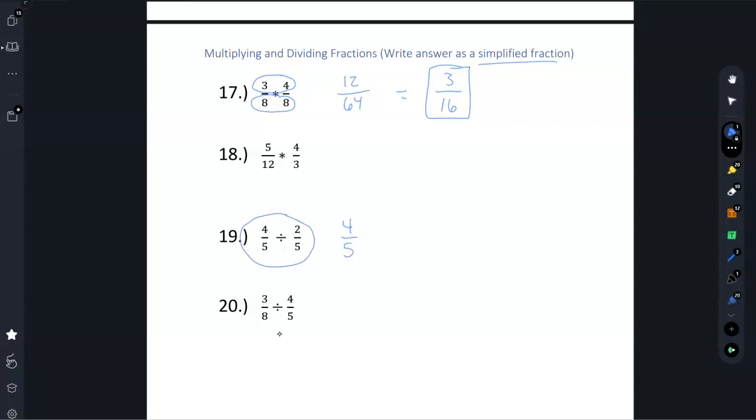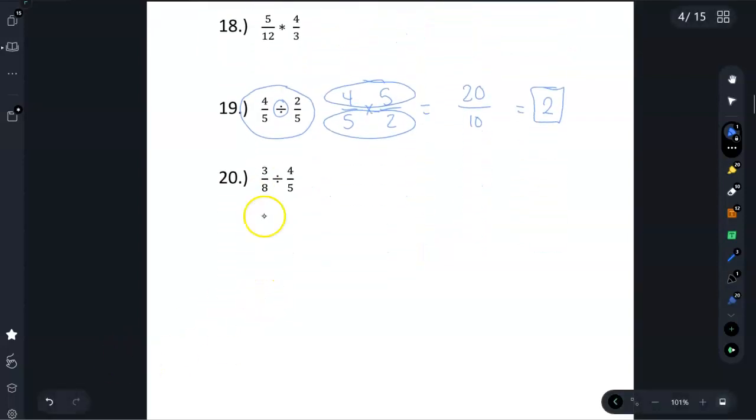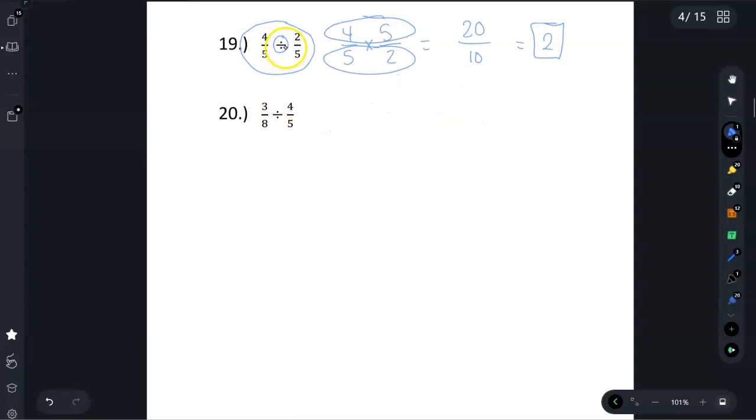We keep the first one, we change the division sign to a multiplication, and we flip the second fraction. So then I would multiply across the top because now I have a multiplication, which gives me 20, multiply across the bottom, 10, 20 over 10 reduces to 2 in this case. Once again, your calculator could have handled that as a division. If you're using your calculator, you don't need to keep, change, flip. The calculator is going to do that all by itself. You just type in 4/5 divided by 2/5. You're just going to want to make sure that you have parentheses around those.